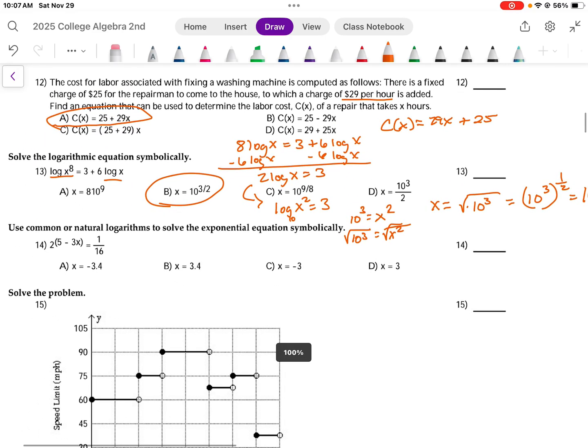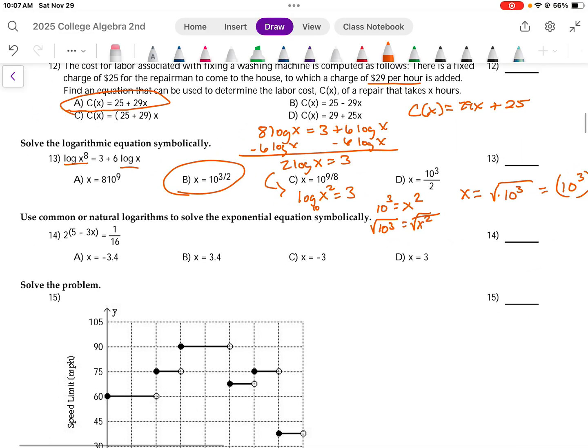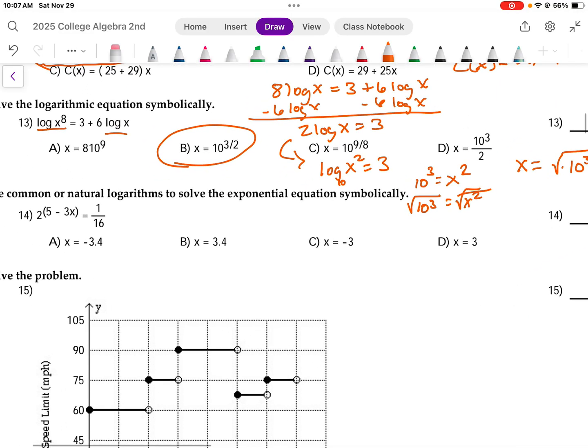Use common logarithms to solve the exponential equation. All right, great. The first thing I notice is I have a base of 2, and 16 can be rewritten as 2 to a power, and since it's a fraction, that means it's a negative power. So my first step is to rewrite this as 2 to the 5 minus 3x equals 2 to the negative 4.